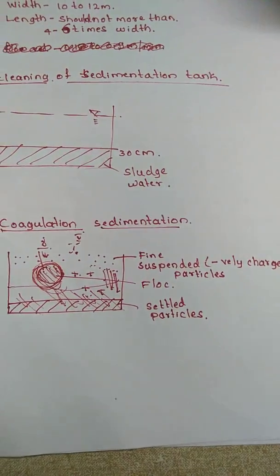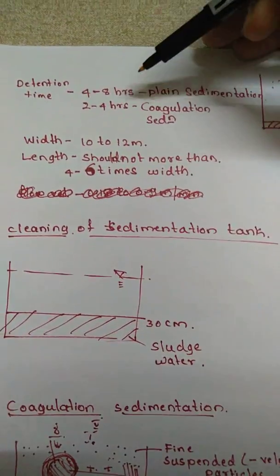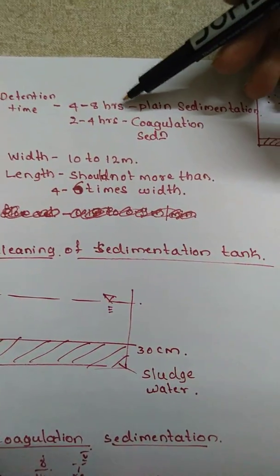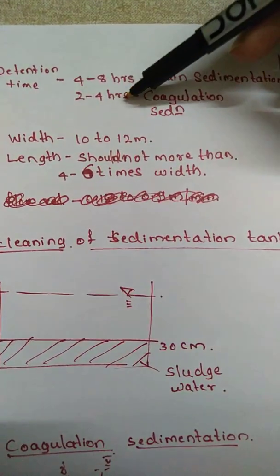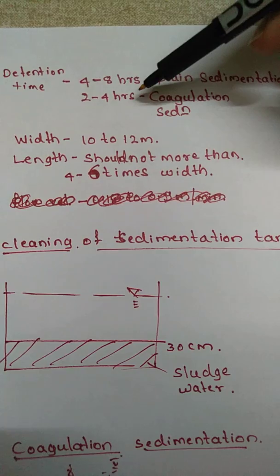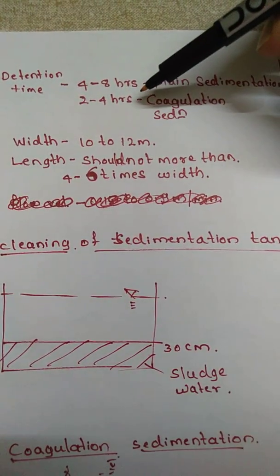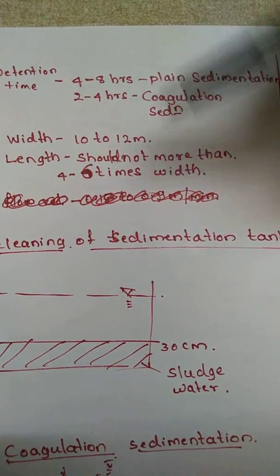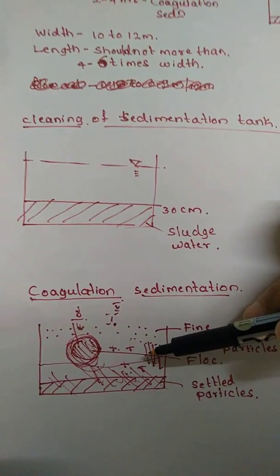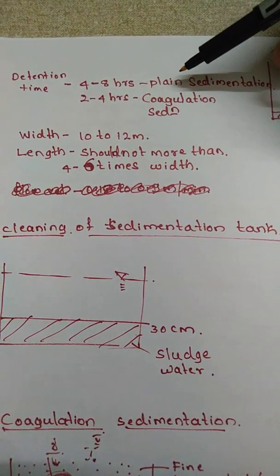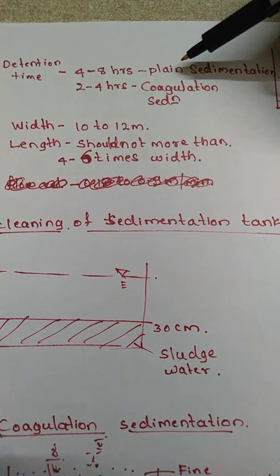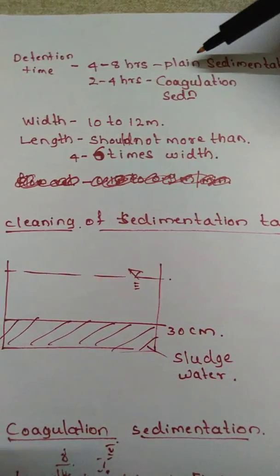Now I was telling why plain sedimentation is going to take 4 to 8 hours and why this is going to take 2 to 4 hours. See, coagulation sedimentation is going to take 2 to 4 hours. Why? We are making the particles settle down by the coagulation sedimentation process, whereas in plain sedimentation we are not going to add any kind of coagulants. We are making the particles settle down by their own weight.